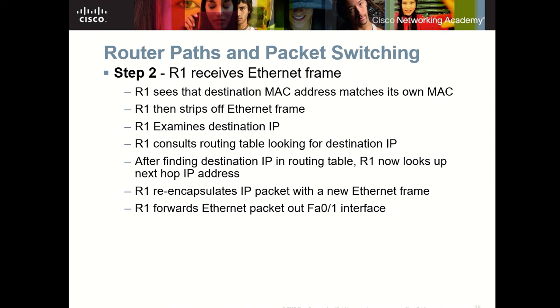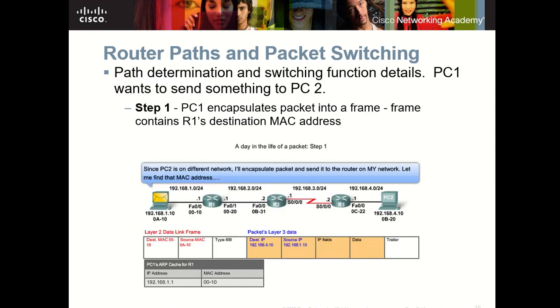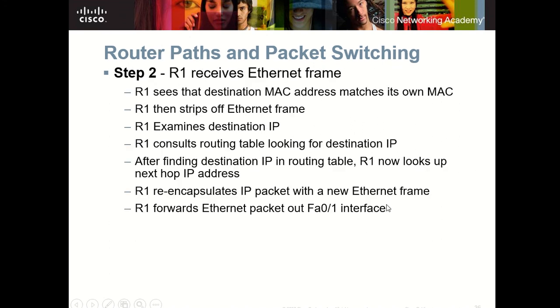Okay, so it examines the destination IP. And take note, the packet is not yet meant for its LAN or its network, right? Because the destination is 4.10, which is PC2. So R1 consults the routing table to look for the destination IP and the best route towards that destination.